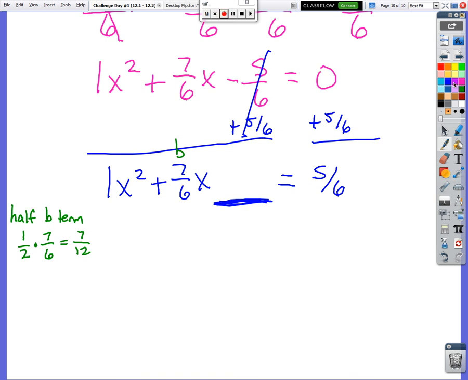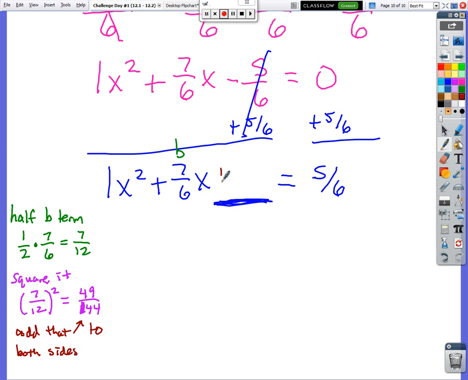Okay, so there's half the b term, and then we need to square it. So 7/12 squared, we can square the numerator and denominator. That's 49/144. This is even a bigger fraction. It's okay, guys. Then we're going to add that fraction to both sides. So we're going to add 49/144 to both sides.